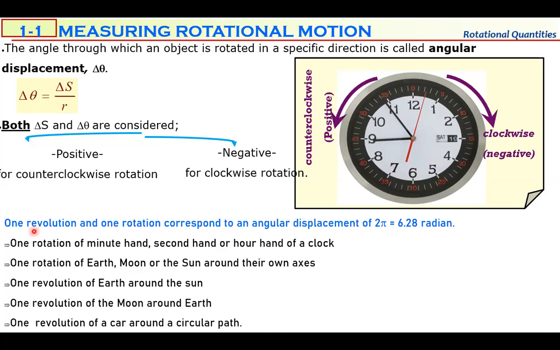And every revolution, or one rotation, corresponds to an angular displacement of 6.28 radian, or 2 pi radian. Like what? One rotation of the minute hand. This is the minute hand. It will start from here and then turn once. One rotation is 6.28 radian. Or one rotation of the minute hand from 55 to 55 is 6.28. Or the hour hand, from 45 to 45, one rotation again takes 6.28.